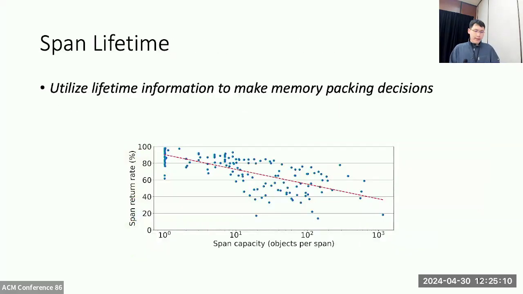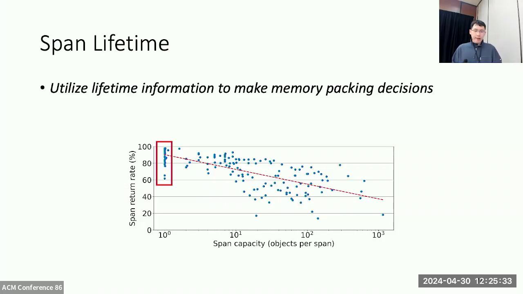So the first thing we notice is that spans are not equally likely to become free. We perform a correlation study of span lifetime versus span capacity, which is the number of objects per span. We measure the return rates of spans with different capacities, and the result is shown in the figure. The x-axis is the span capacity, and the y-axis is the span return rate.